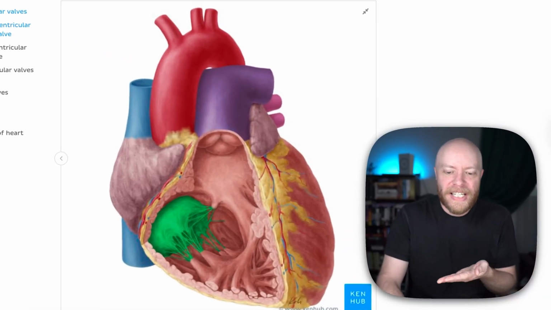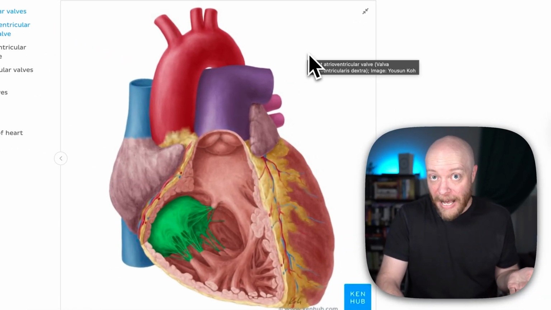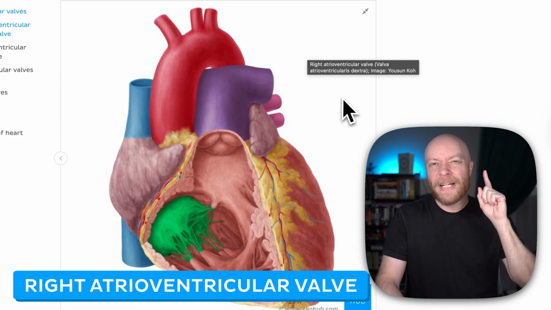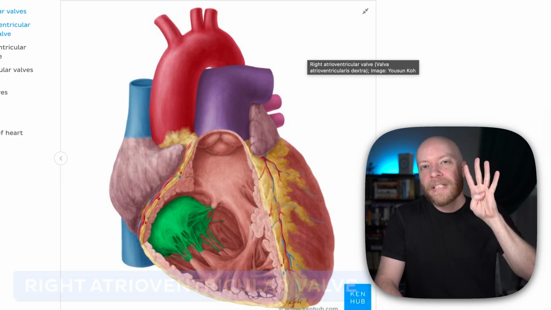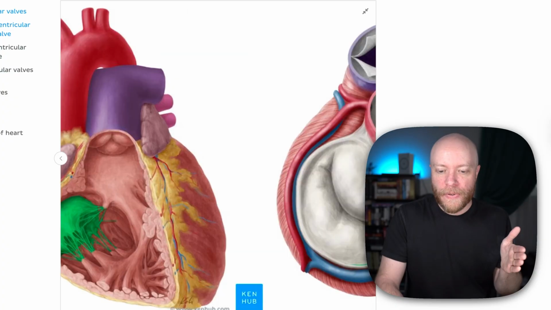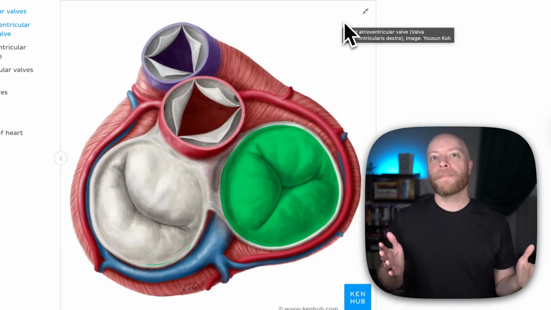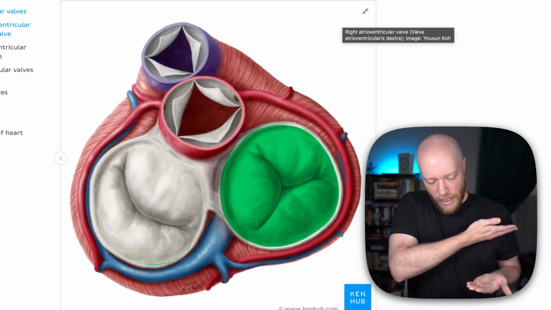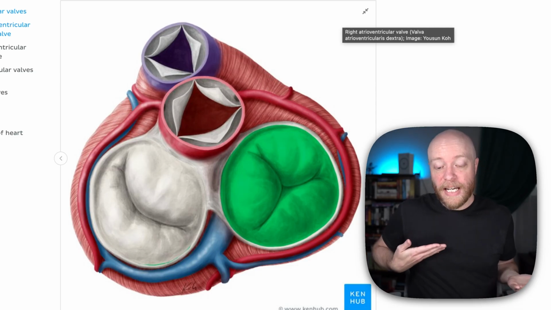Well, let's start with this image. And again, this is the tricuspid valve, or the right atrioventricular valve, but it's one of four different valves in the heart. And I think the best way to introduce this to you is to look at it from this view. This is a superior view, but there's been a horizontal cross section made on the heart.